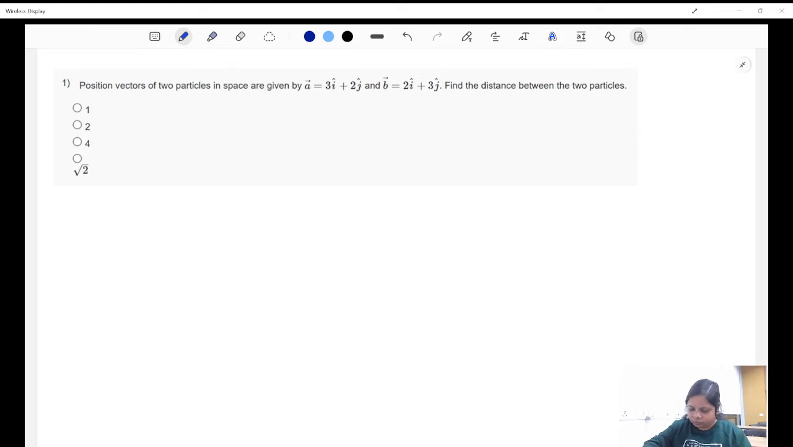Yeah, it's a very simple question. Yeah, root 2 is the correct answer. I hope everyone is able to find this answer. Yeah, it is really simple. Okay, I'll explain. But see what we are going to do.